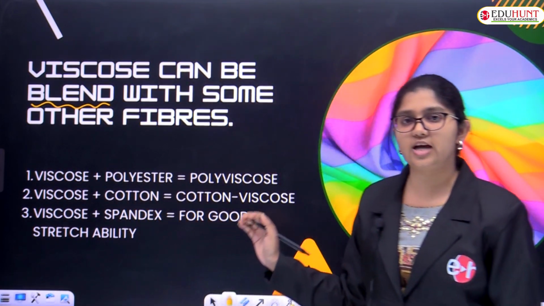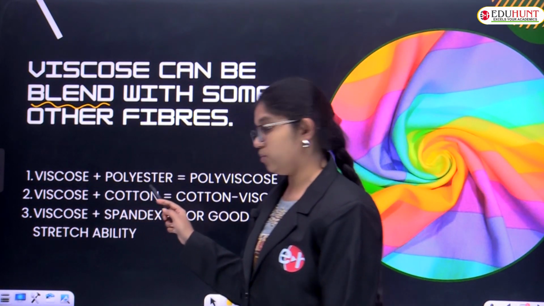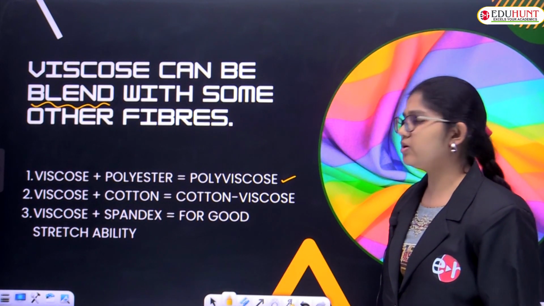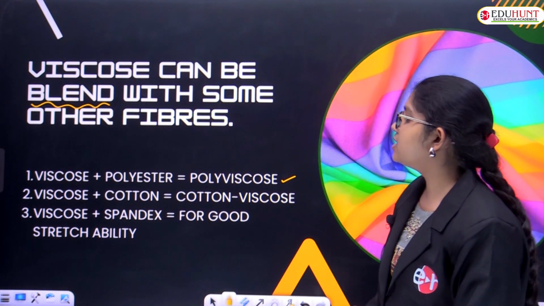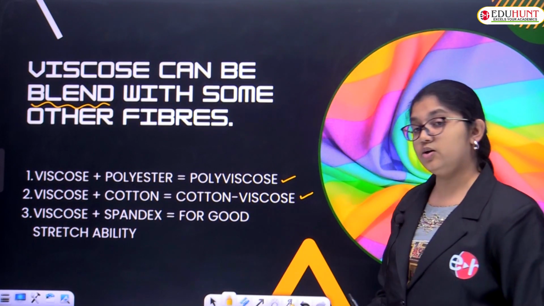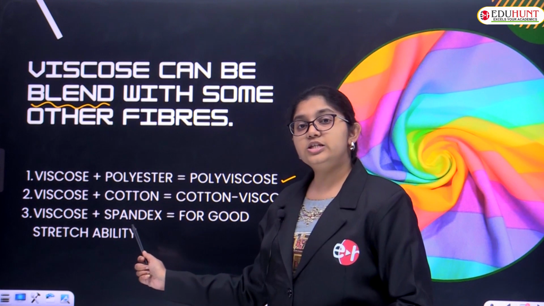You know, polyester is a type of synthetic fiber. And if you mix viscose fiber with polyester fiber, you'll get polyviscose. It is used for some other purposes. And viscose is mixed with cotton to obtain cotton viscose. Okay, cotton viscose. And viscose is also mixed with spandex.